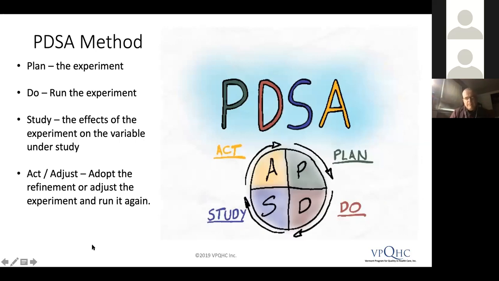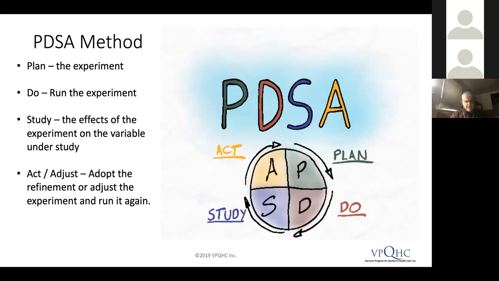So, the PDSA method. If we look back in history, it was originally designed as a cycle of plan, do, study, and act. And that's what this little graphic is all about. You start off with a plan, you do it, you study the results, and you act upon those results, or adjust and work on the cycle again to feed it back into a new plan. Or you can even adopt the methods that you've just devised in the PDSA cycle.